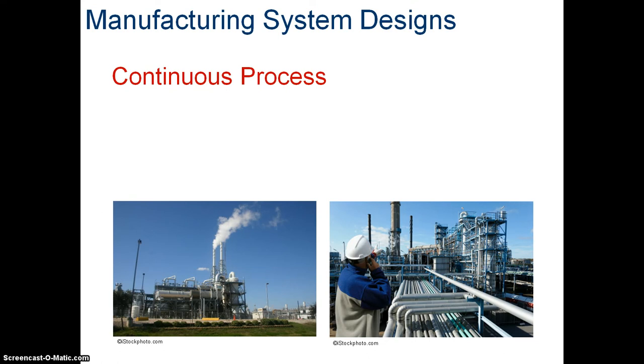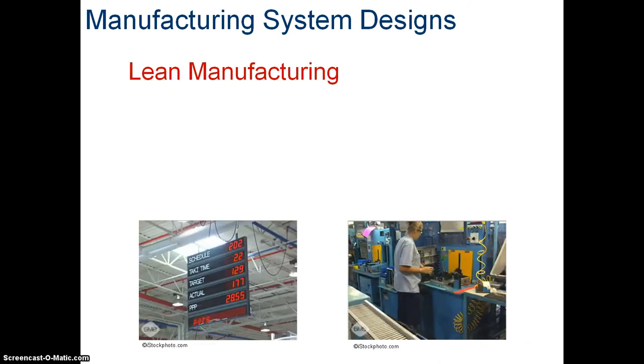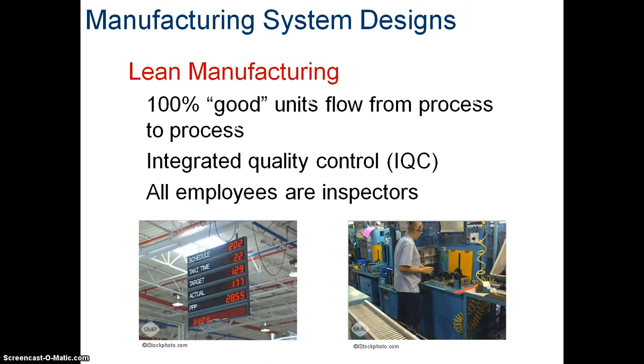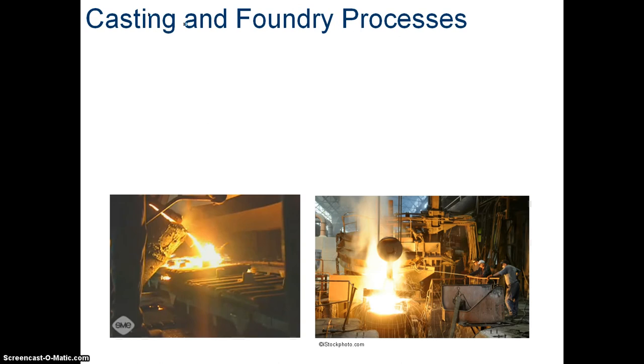And the continuous type of process. In the continuous type of process, large plants are utilized in the manufacturing of liquids, gases, and petrochemical plants. And lean manufacturing: 100% of units flow through the process. Integrated quality control: all employees are inspectors. Casting and foundry, forging, machining, joining, rapid prototyping and others.